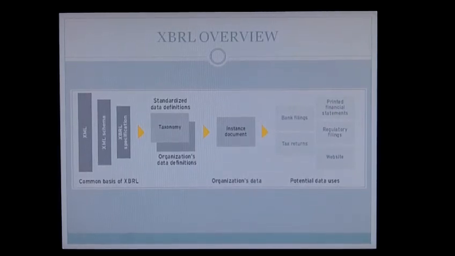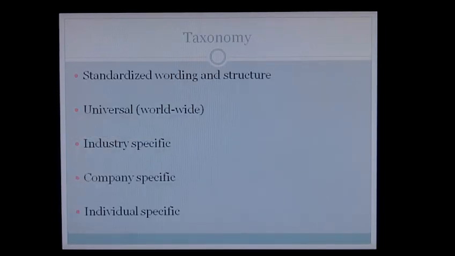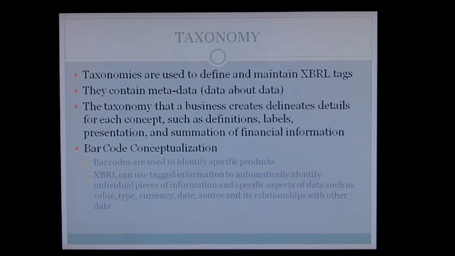XBRL Overview. Taxonomy. Standardized wording and structure. Industry specific, company specific, individual specific. Taxonomies are used to define and maintain XBRL tags. The taxonomy that a business creates delineates details for each concept, such as definitions, labels, presentation, and summation of financial information.